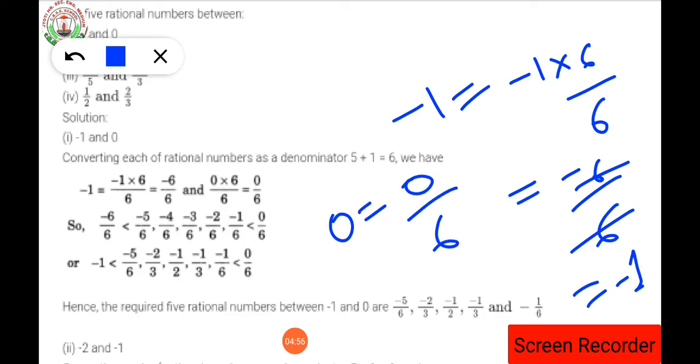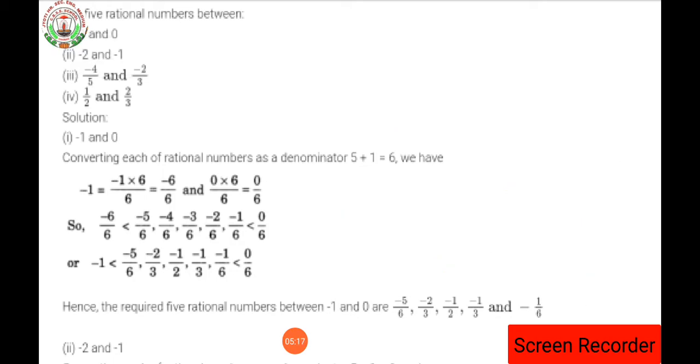0/6. Now you will ask me, teacher, here the numerator is 0 and you said that the denominator should not equal 0, then only it will be a rational number. So dear students, if 0 comes in the numerator then it is a rational number, but if 0 comes in the denominator then it will not be a rational number. So here this number is a rational number.